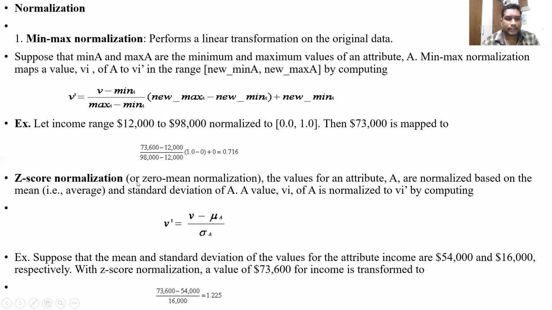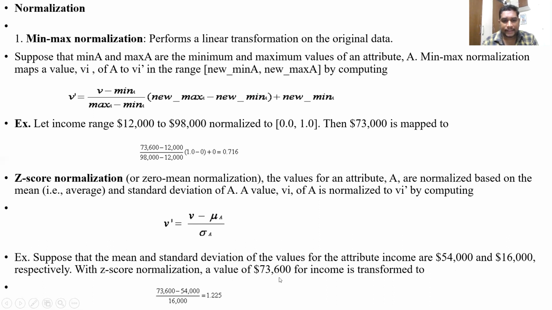And the next method is Z-score normalization. Z-score is nothing but zero mean normalization. The values for an attribute A are normalized based on the mean. Now you have to calculate the mean and standard deviation. If you calculate the mean and standard deviation, you will get a Z-score value. For example, V dash equals V minus mu A by sigma A.